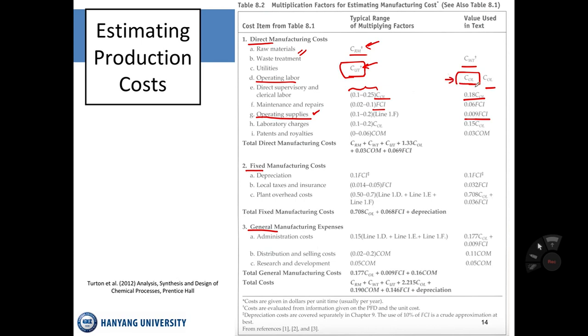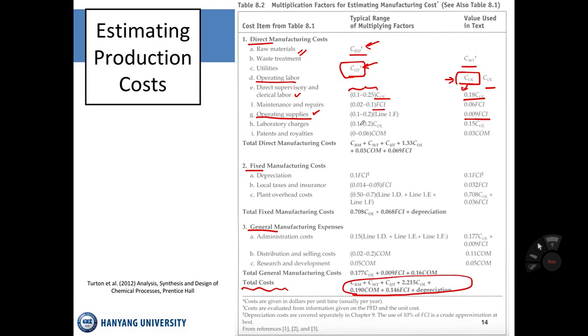So if COL is given, then you can estimate the supervisor cost and the clerical labor cost. So 80% more based on the operating labor cost will be direct supervision and the clerical labor cost, okay? So we have some interconnection between one cost and another cost, okay? By looking at this relationship, we have the overall manufacturing cost, overall production cost, based on this formula, okay? So this is one example of how we can add up the cost for the operations.